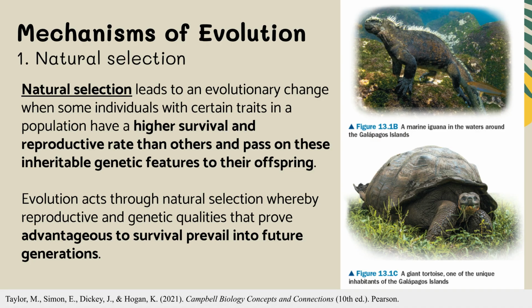Individuals with traits that increase survival and reproduction leave more offspring. These advantageous traits are inherited and become more common in future generations. Evolution happens because these genetic features accumulate over time. The key idea is that natural selection favors traits that work well in a specific environment.